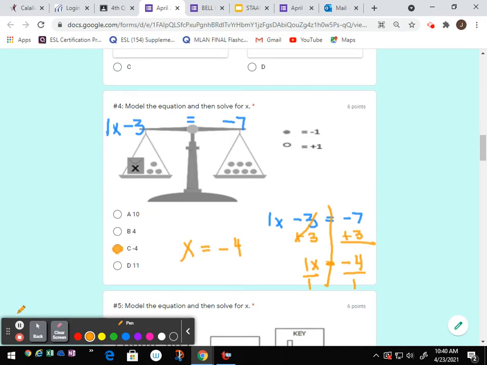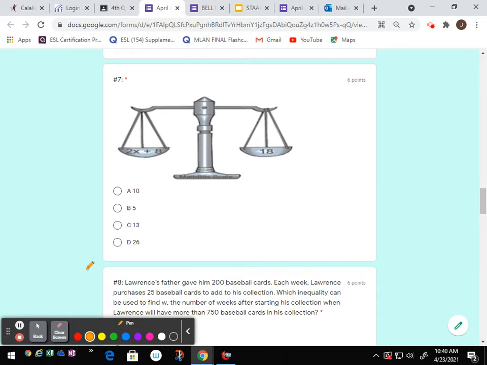All right, let's skip down to number 7. Number 7, we are doing the same thing. We're just solving for x. It already gives us our equation, so now we have 2x plus 8 is equal to a balanced beam. They're equal sides, okay? It's equal to 18.